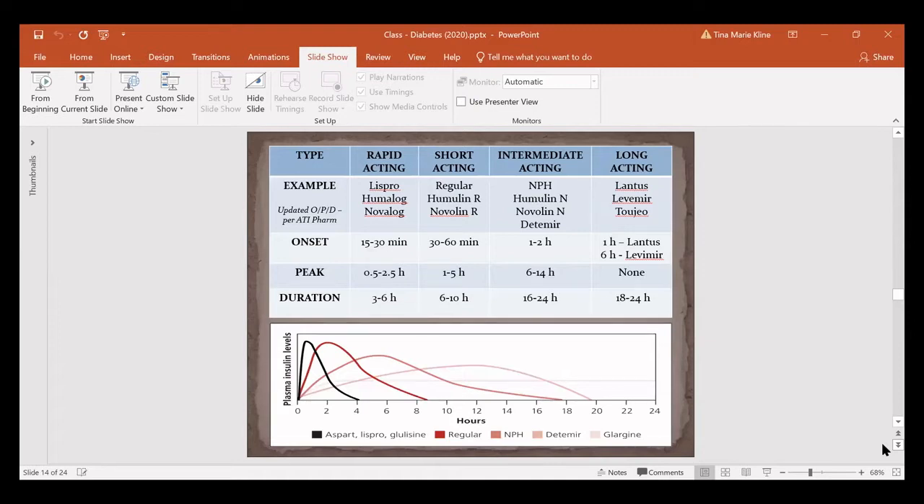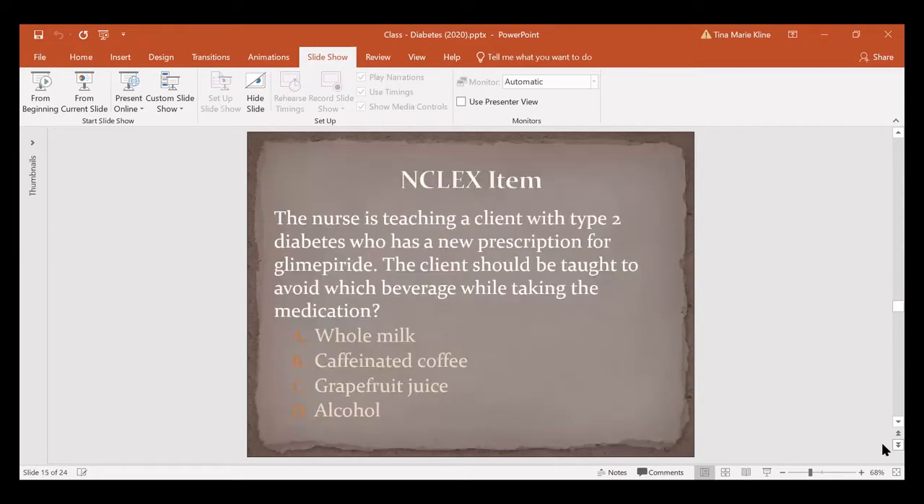We'll pop through this. This was covered as part of your prep, but just again, understanding the different types of insulin and their onset, peak, and duration. So I'm going to open up the chat box and see this NCLEX item. I want to see how you guys are doing with this.